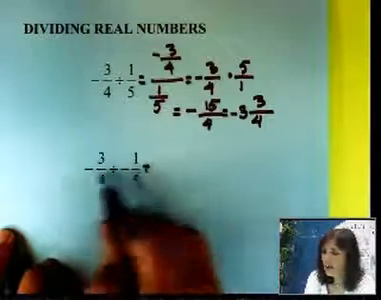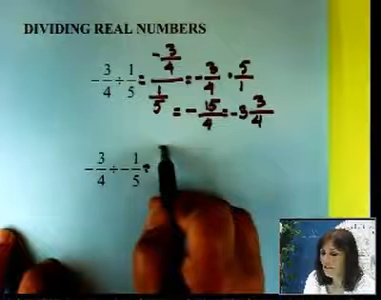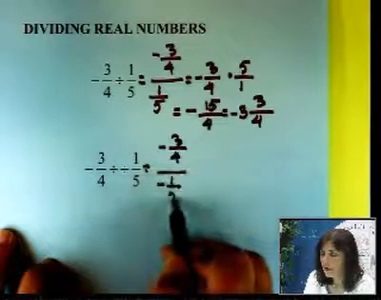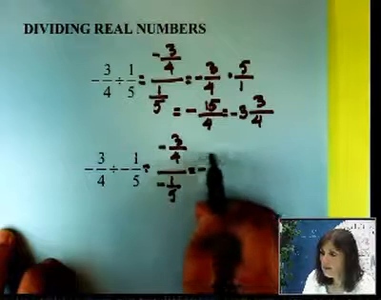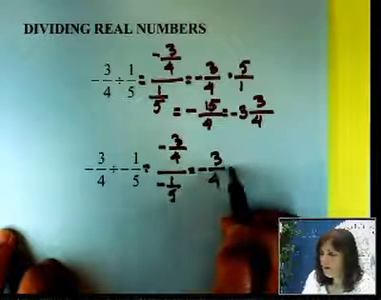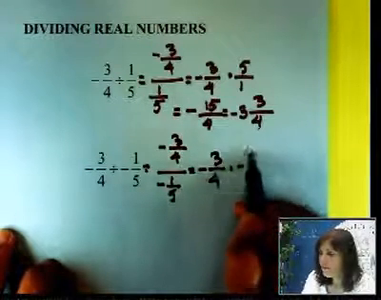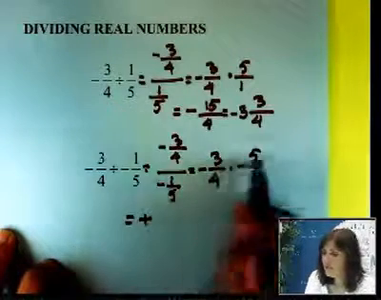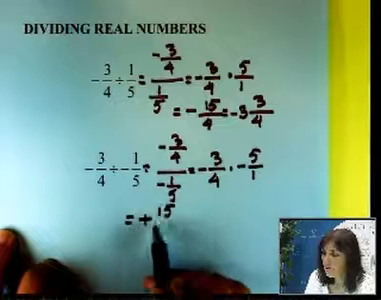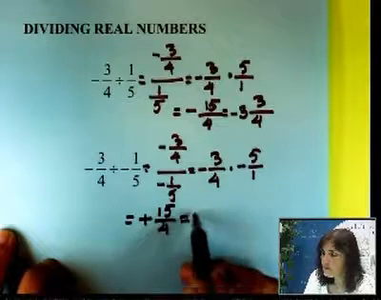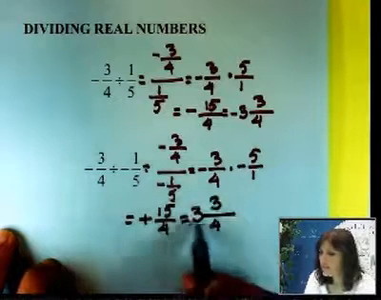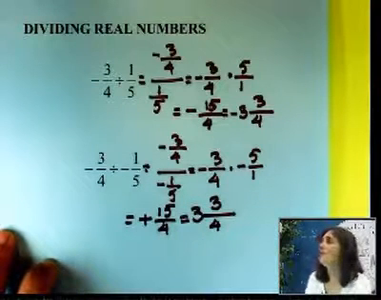How about two negatives? So you have this situation. Take the top as is. Flip the bottom. So you're going to get a positive answer. 3 times 5, 15/4. Which is the same as 3 and 3/4. 3 times 4 is 12 plus 3, 15.